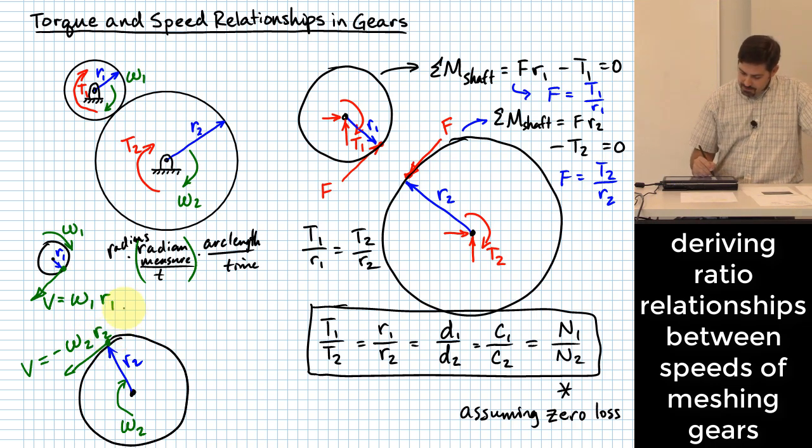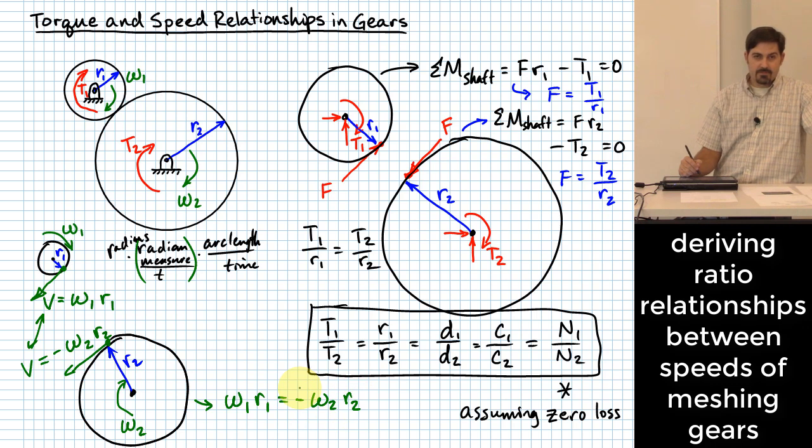Okay, and so out of this relationship, since this v is the same in these two cases, what we can do here is we can say omega 1 r1 is equal to minus omega 2 r2. And what does the minus mean?